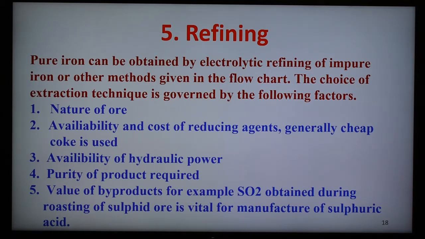So we can say that refining is the important step, finally, and purification of this crude metal can be carried out in this electro refining process.